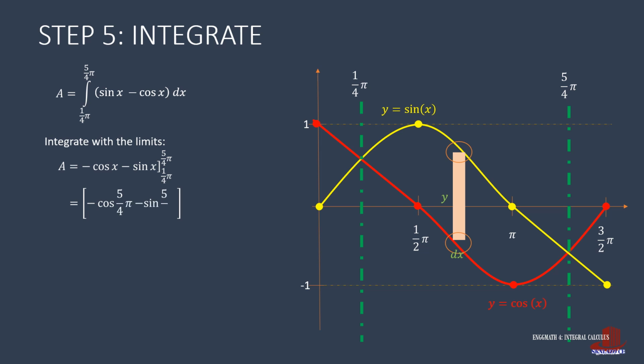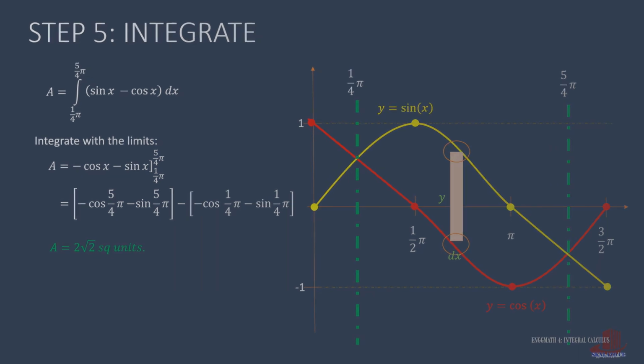Substitute the limits, making the integral of negative cosine of 5/4 of pi minus sine of 5/4 of pi. Then subtract the lower limit, or negative cosine of 1/4 of pi minus sine of 1/4 of pi, simplified as 2 root 2 square units.